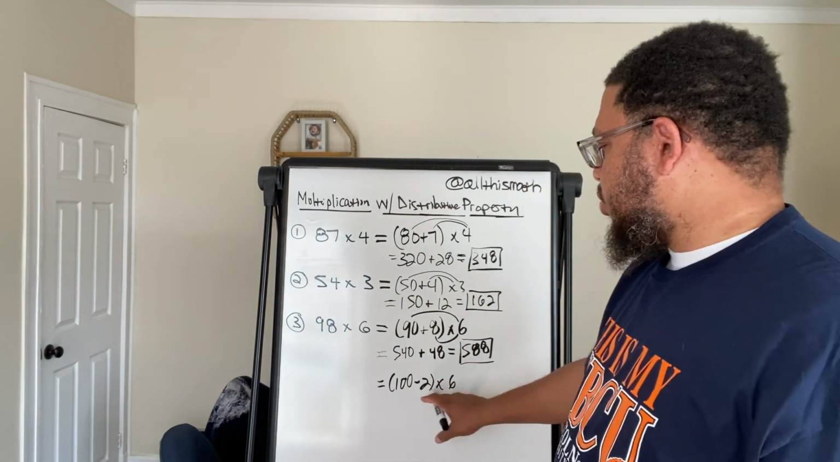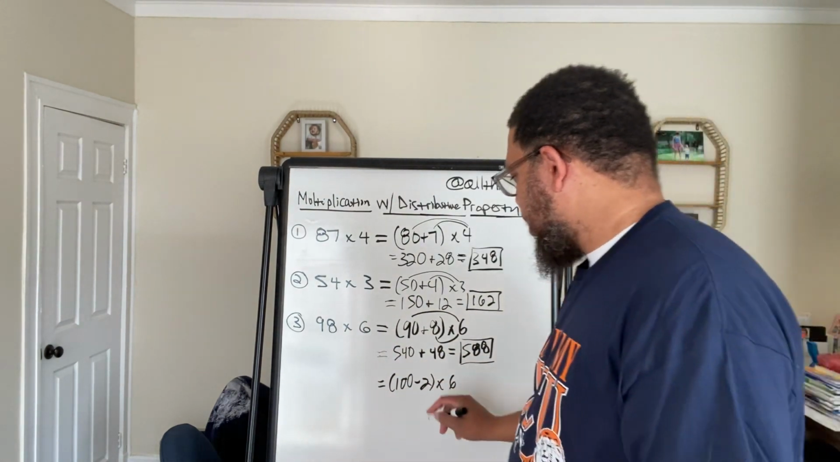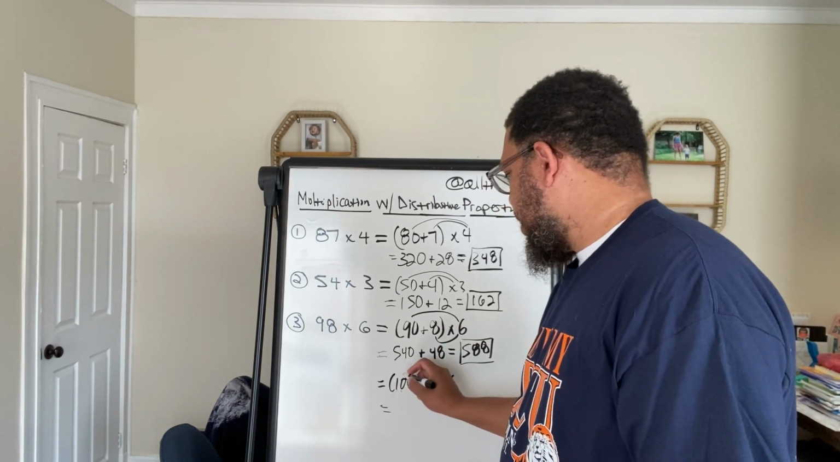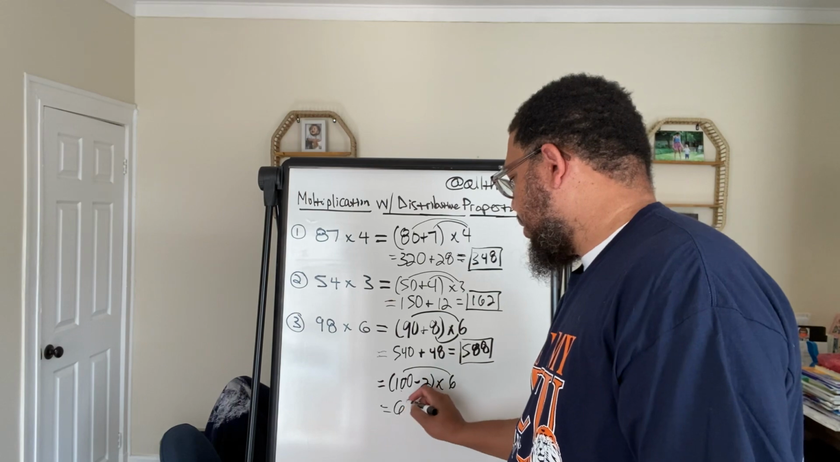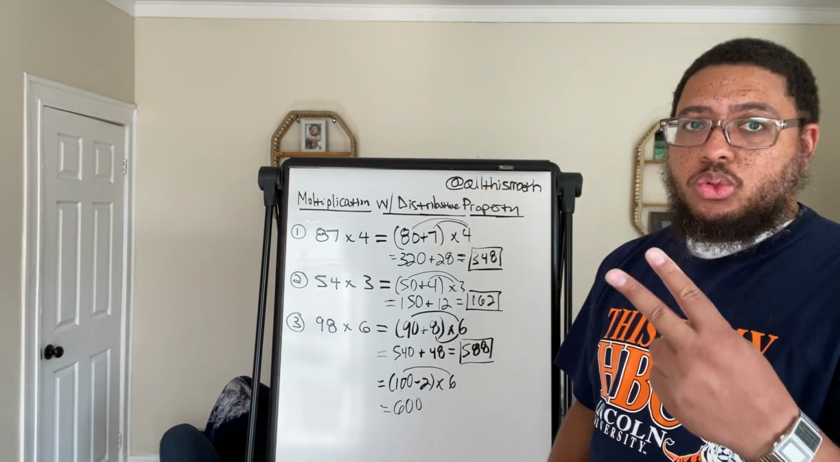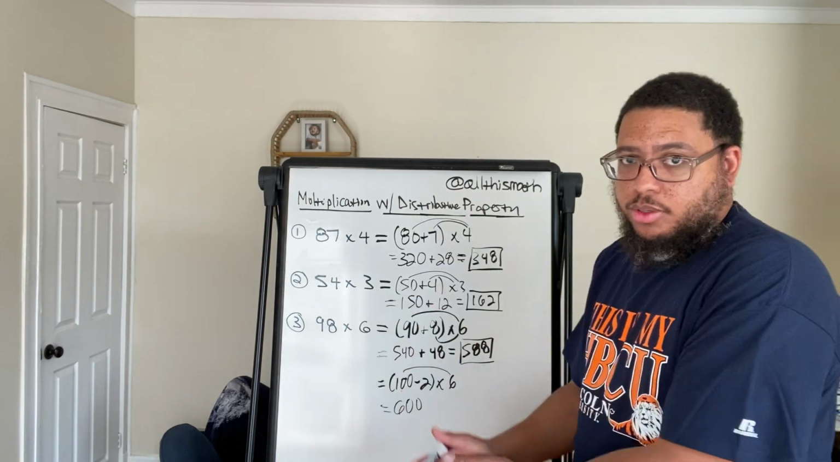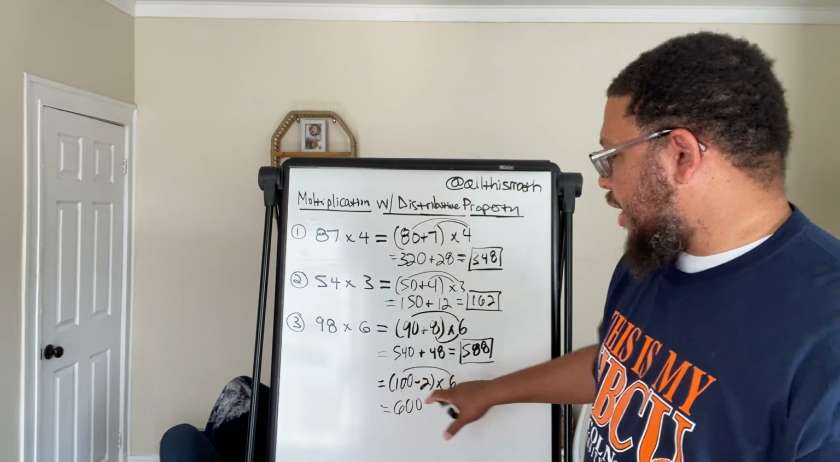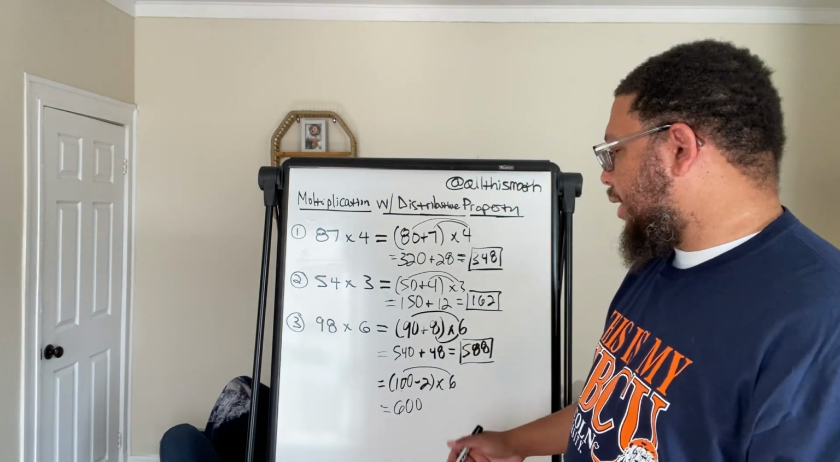So I got 100 minus 2 times 6. Now watch what happens when I do this. I'm going to do 100 times 6. 100 times 6 is 600. You know why? Because 1 times 6 is 6, except now I got 2 zeros to attach instead of just the 1 zero to attach. So I got 1 times 6, which is 6, attached to 2 zeros, you get 600.